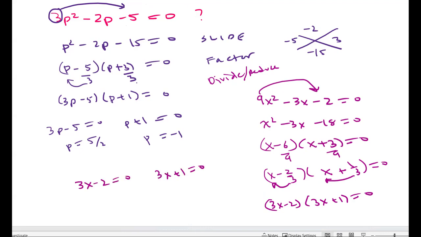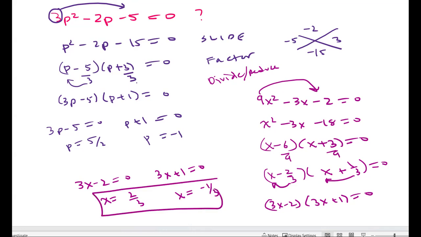So we add 2 on both sides and divide by 3. So x here gives us 2/3. And this one we're going to subtract 1 on both sides and divide by 3. So x gives us negative 1/3. And then those will be our answers.